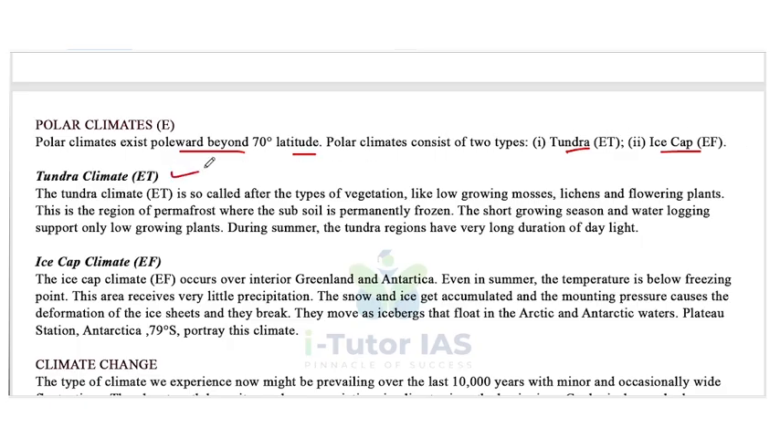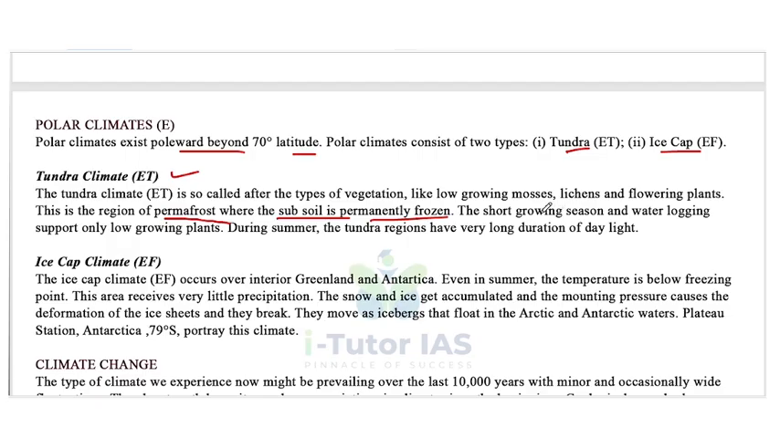Now, what is tundra climate? The tundra climate is so called after the types of vegetation, like low-growing mosses, lichens, and flowering plants. This is the region of permafrost, where the subsoil is permanently frozen. The short growing season and waterlogging support only low-growing plants.